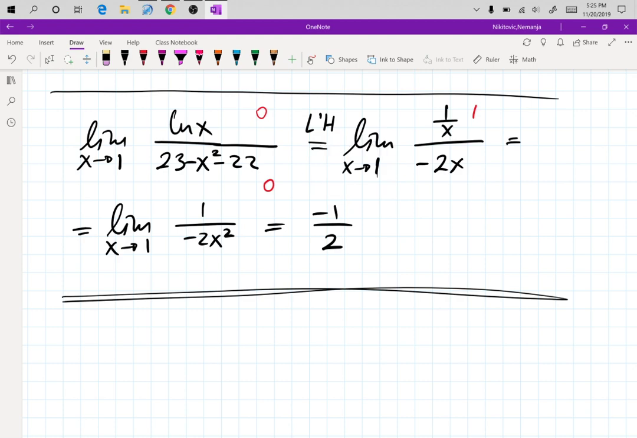So how do you know if you need to go again? It's either 0 over 0 or infinity over infinity. As long as you have that, you keep going L'Hopital, L'Hopital, L'Hopital. If you see that the problem is getting worse every time you do the L'Hopital, that means you made a wrong choice. So you gotta flip them and then go.